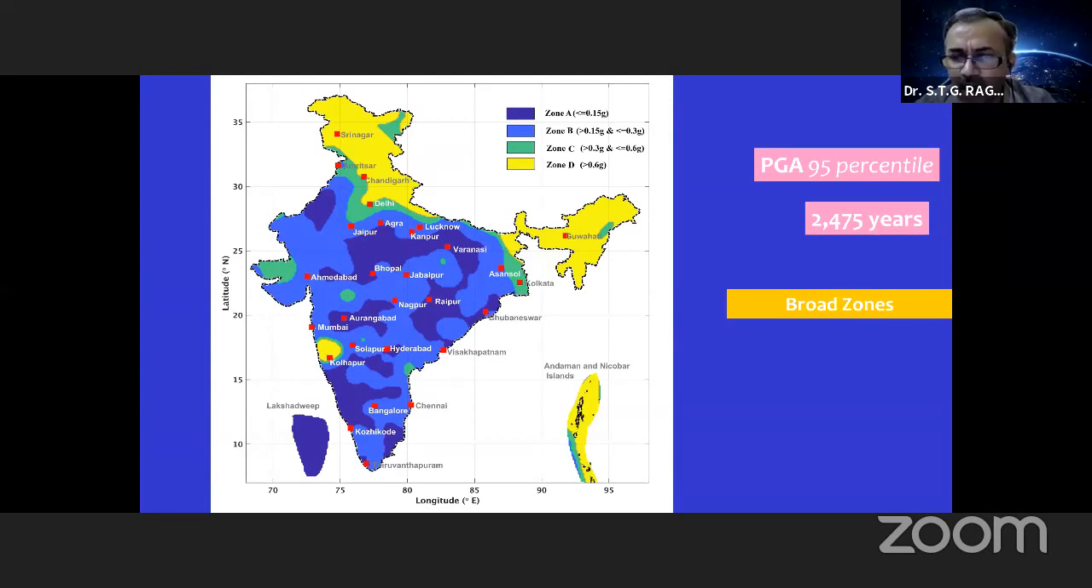These are just broad zones. This map has to be further fine-tuned before it comes into our IS code; this is just a tentative map because there are some small islands here that have to be modified. And when we change the zone maps, some boundaries and other things are automatically going to change. So these are proposed maps, and they will get modified and may come up in future codes.